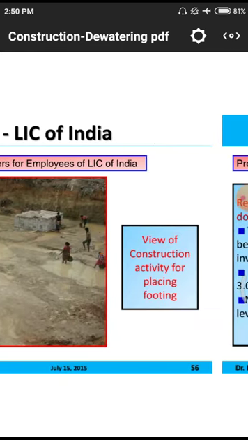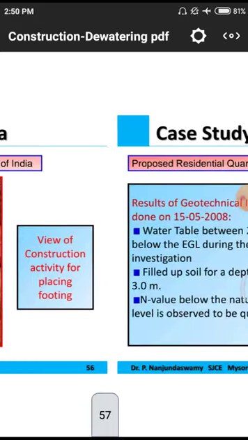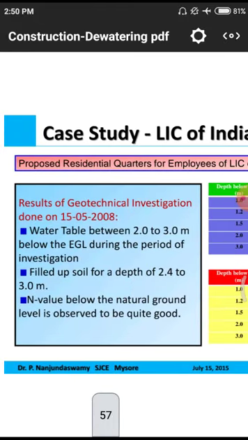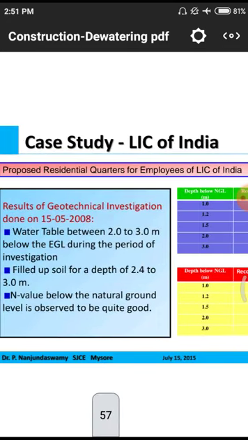View of the construction activity for placing a footing. After placing is over, they have to go for concreting work. They have done the bar bending work and placed the footing. Next, this is the LIC of India, that means the Life Insurance Corporation of India building. They are constructing it. What values did they get?